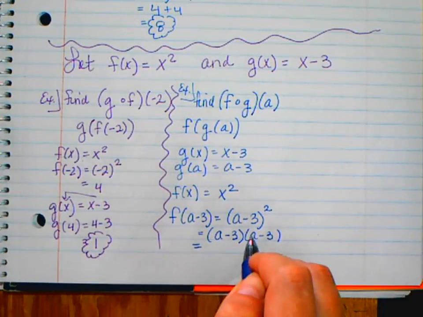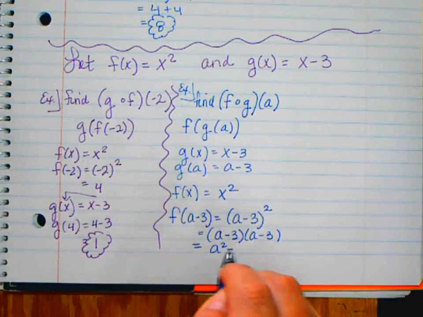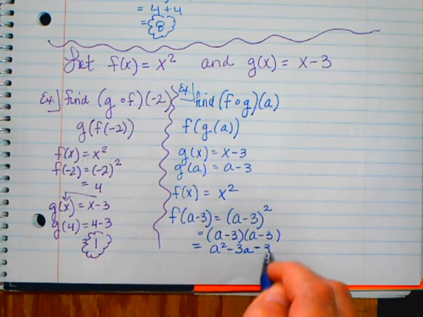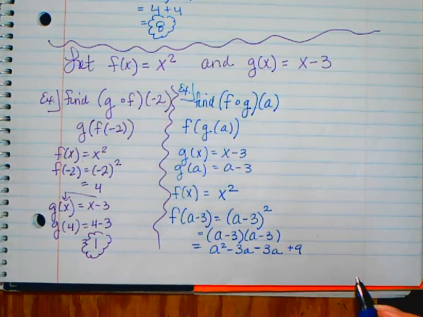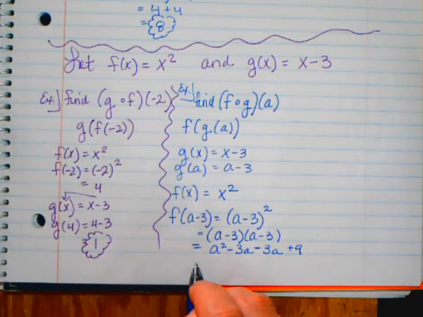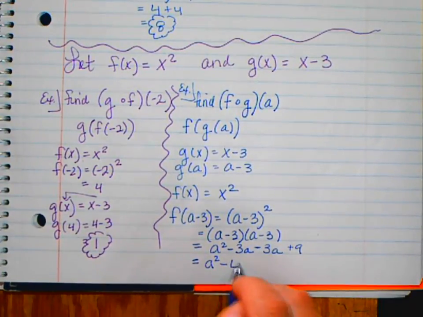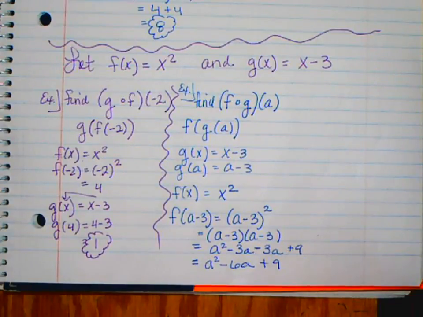And then we could do this in our sleep, right? First term times first term is a squared. Outer term times outer term is minus 3a. Inner term times inner term is minus 3a. And last term times last term is plus 9. Negative 3 times negative 3 is positive 9. And then when we combine our middle terms, we'll get a squared minus 6a plus 9. We ended up with a quadratic.